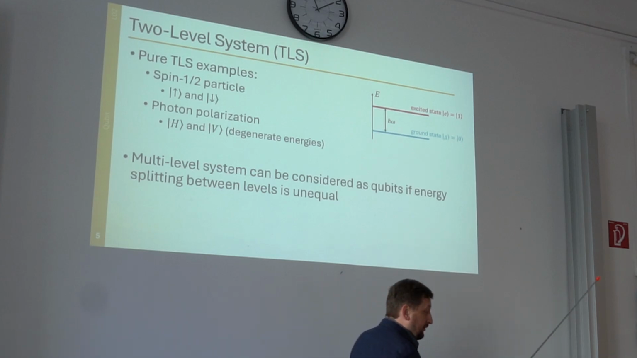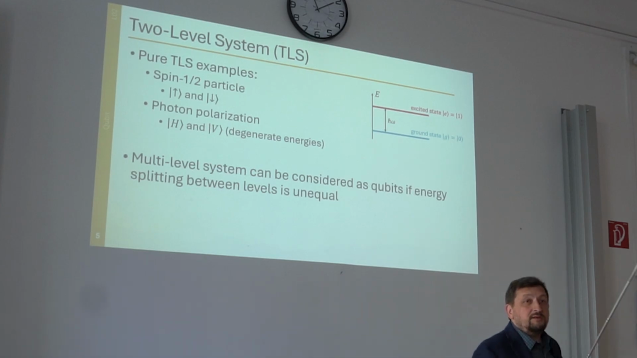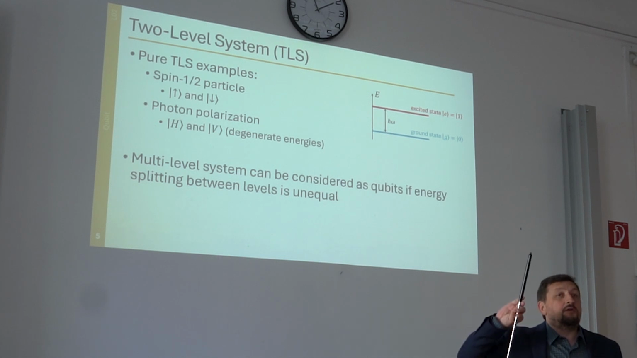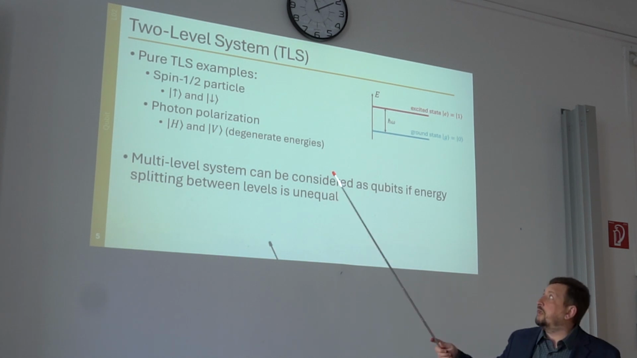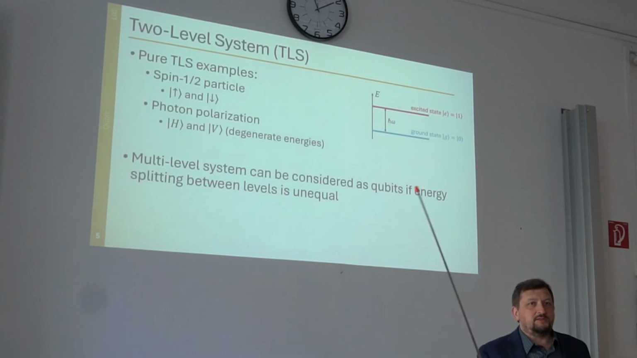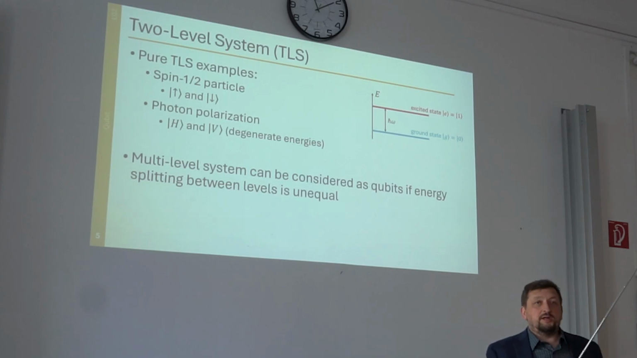So the electron has spin 1/2. That means that there are two discrete levels, spin up and spin down. If we have a magnetic field, their energies are different. If there is no magnetic field, their energy will be the same. They are degenerate. But there are only two possibilities for spin 1/2. So this is one example.